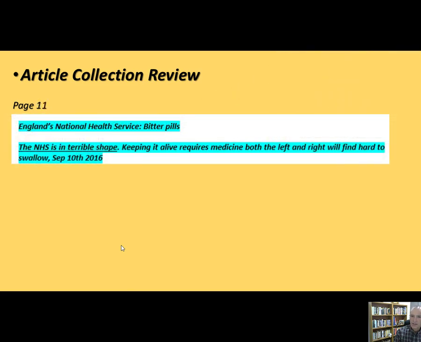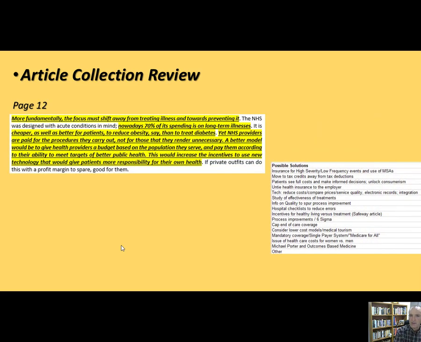Here's the next article, England's National Health System. So again, we're talking about the NHS. More fundamentally, the focus must shift away from treating illness and towards preventing it. So even in Britain, there's an emphasis on treatment over making people well. Today, 70% of the spending is on long-term illnesses. So we'll have to talk about long-term illnesses, chronic illnesses, and what that means. Can we get people to change their lifestyle, reduce obesity? Is it better to reduce obesity versus giving people pills to treat diabetes? Isn't that better? We're going to talk more about that in some later articles.